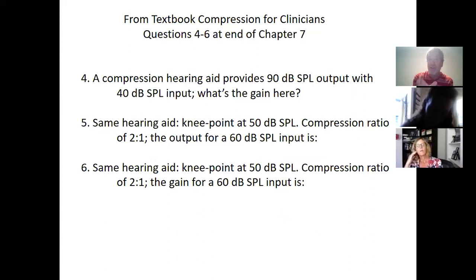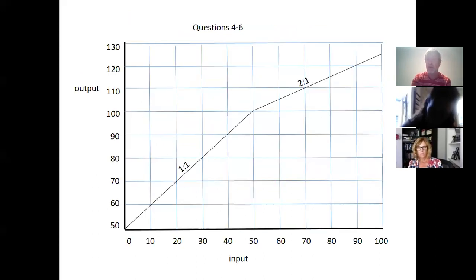0 in is going to be 50 out because, look at this, 40 in was 90 out. So 0 in is going to be 50 out. 10 in is going to be 60 out. You're going to just keep working it up until you get to 40. That's going to be 90. So let's look at the picture. Here we go. This is how you draw it. This is how you figure it out, because we said 40 in was 90 out.